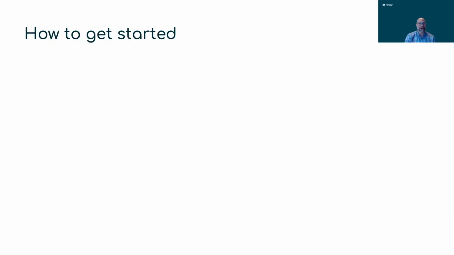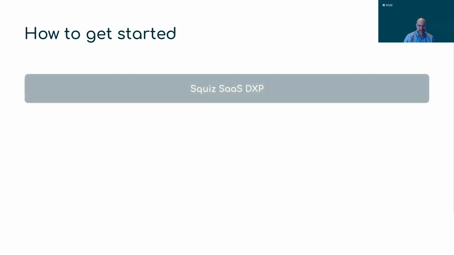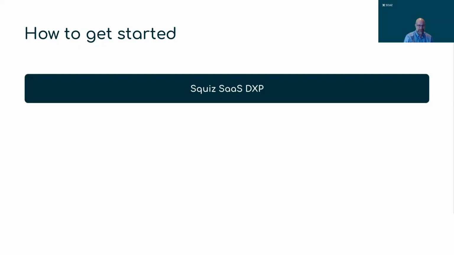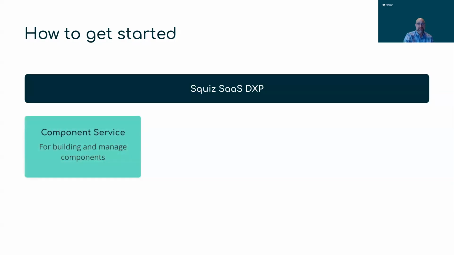So how do you get started with the visual page builder? To be able to use all the features that were demoed today, that includes the inline editing, personalization, and A/B testing, you'll need to be on the Squiz SaaS DXP with these capabilities set up. First is the component service, and this is for building and managing your page components. We need you to be using components on the edge and that are configured for the inline editing.